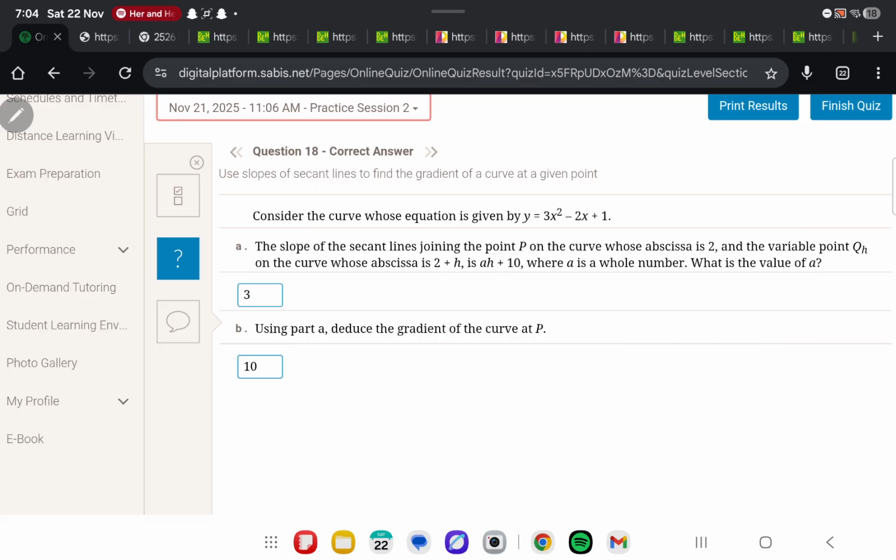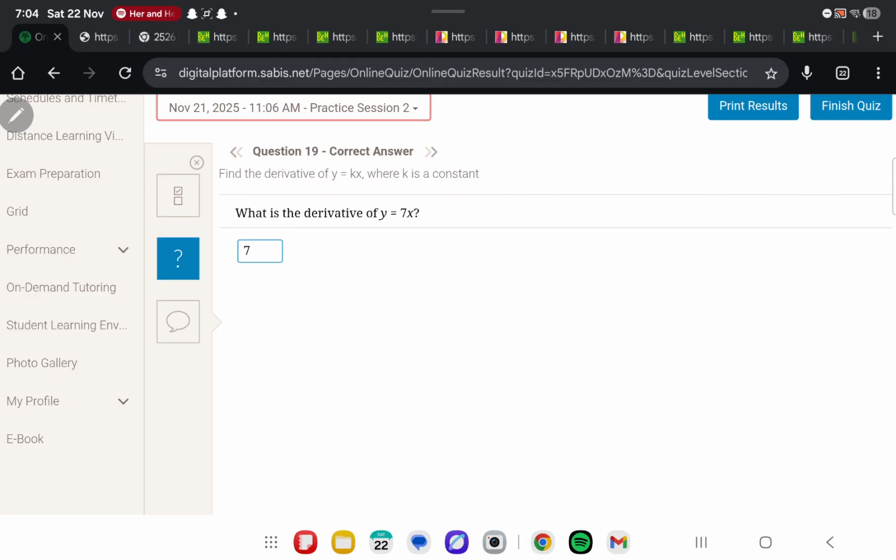Again, computer part, no one will see. Just use the derivative function on your calculator if you have it, and if it's written, just show it. So what can you do? What's the derivative of 7x? Really quickly, this is just 7, because I don't need to explain it. Just 7. Okay.